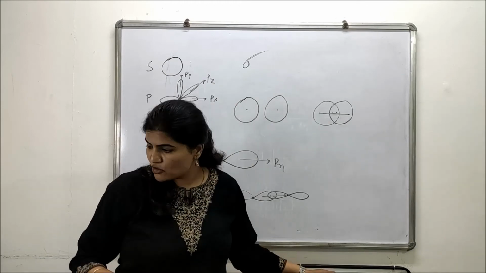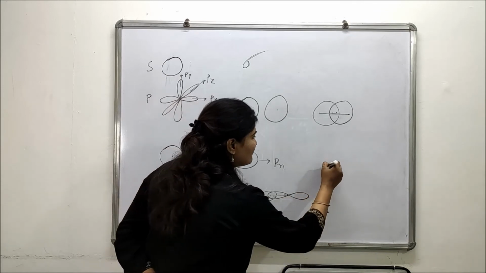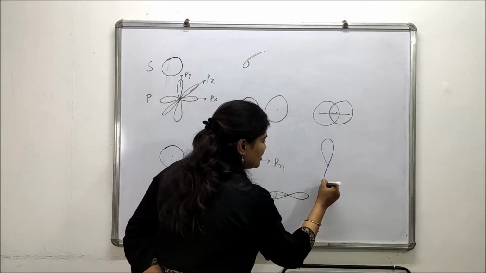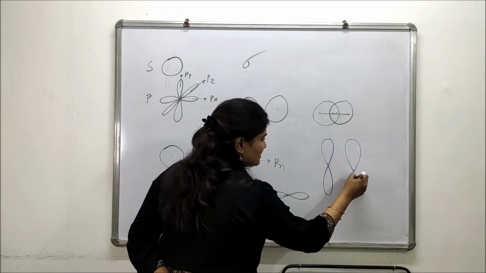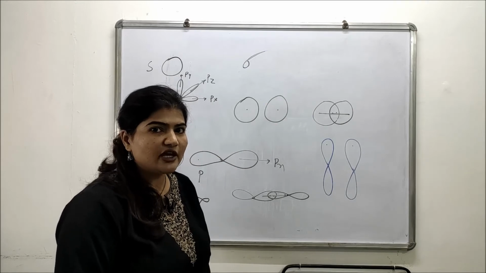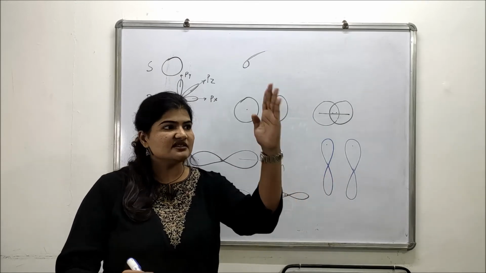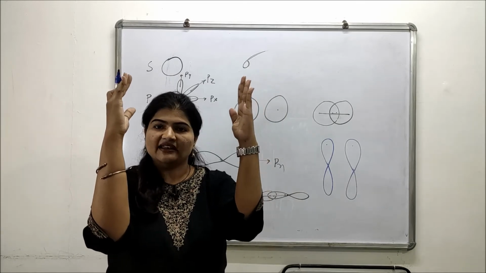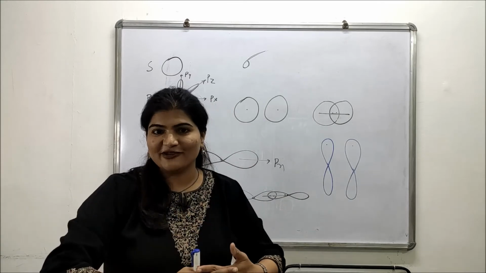Now how is a pi bond formed? Let's consider I am having a py orbital here and another atom is having a py orbital here, and both of them are having unpaired electrons. So half-filled py orbitals are approaching each other. Now as you can see, this is py, this is py, and they are approaching each other. Axial overlap is not possible.